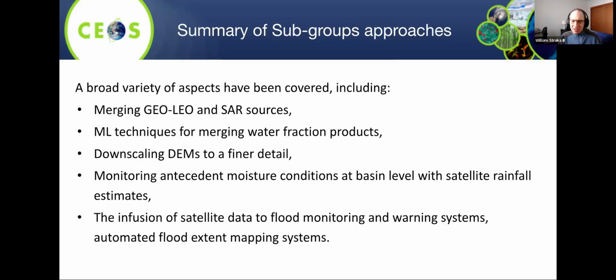There's a variety of aspects being covered in the subgroups. Again, like I said, merging various data sets together, using machine learning techniques to merge the water fraction products, downscaling digital elevation models so that we get data at higher resolution, infusion of satellite data into flood monitoring and warning systems, and automated flood extent mapping systems.